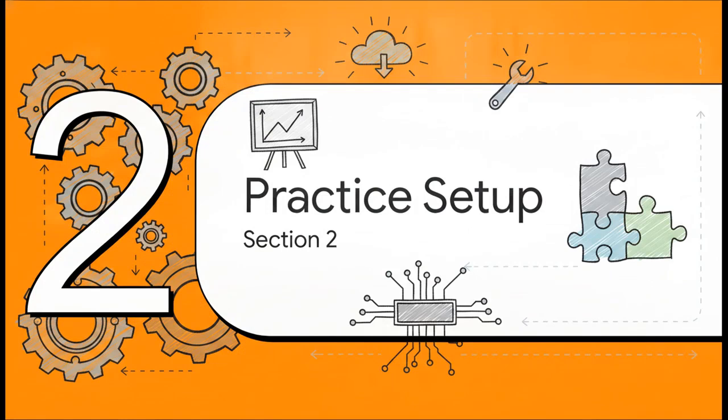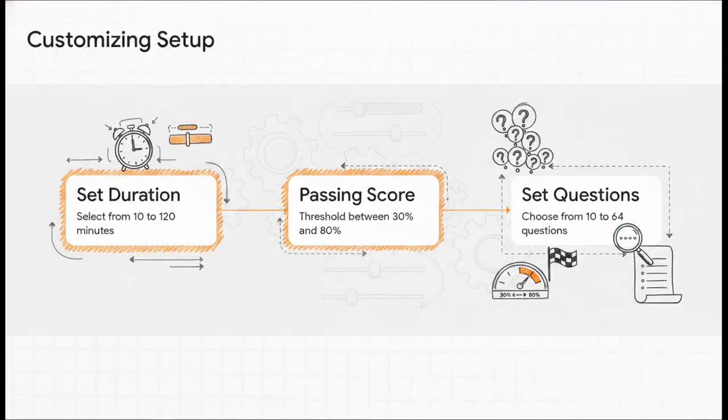Moving right along to Section 2, customizing practice setup. To build that rock-solid confidence, you need a practice space that adapts to you. The simulator lets you meticulously tailor your sessions. You can tweak the duration from a quick 10-minute sprint all the way to a full 120-minute marathon. You can adjust the passing score anywhere from 30 to 80% and pick exactly how many questions you want to tackle, from 10 up to 64.